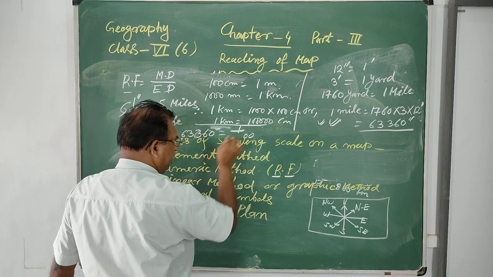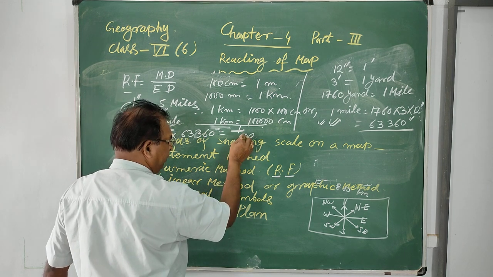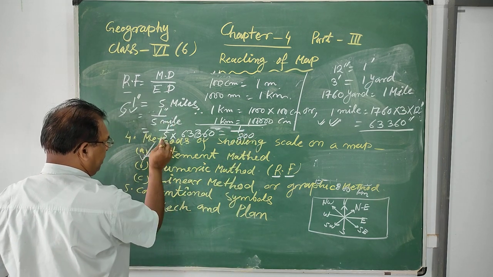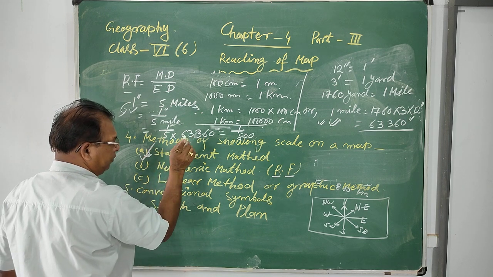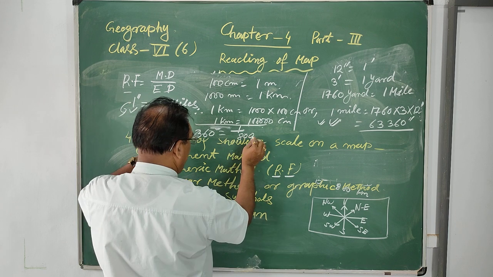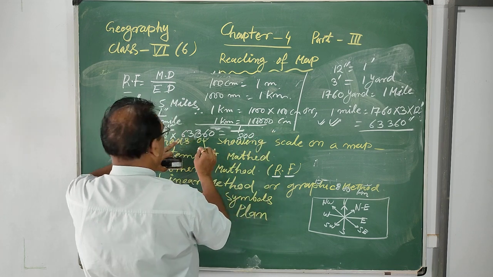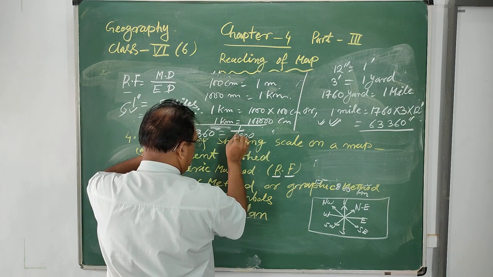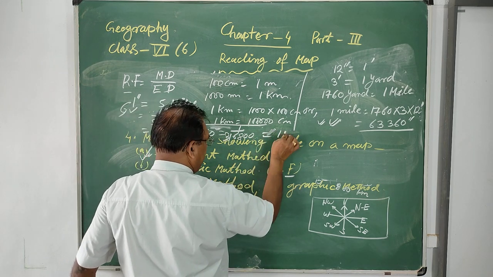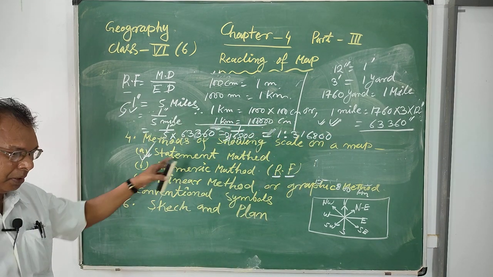When you multiply, the inch units cancel out, and the calculation gives RF is equal to 1:316,800. So these are the many ways statements are given for the scale.